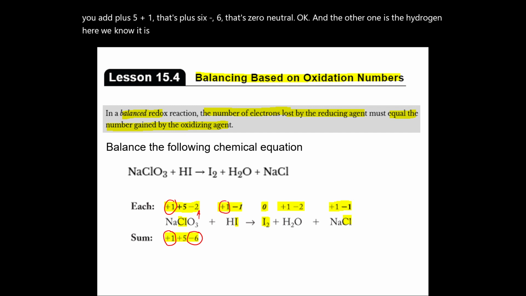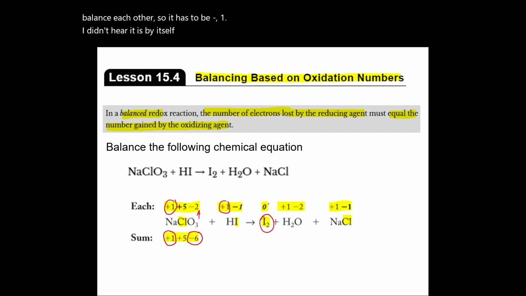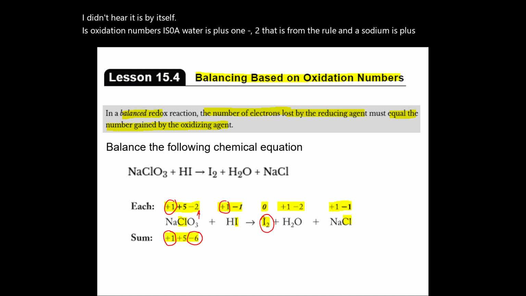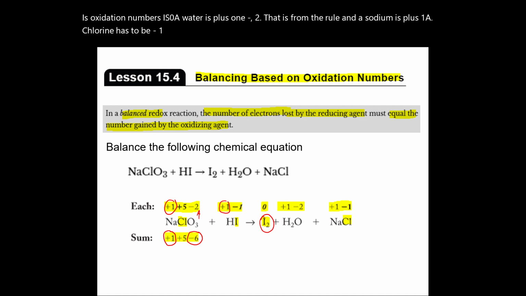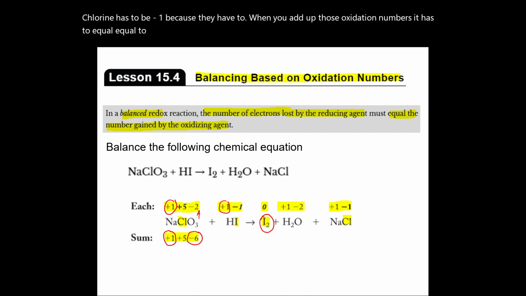Okay, and the other one is the hydrogen here. We know it is +1. And there is no rule about iodine, but because they have to balance each other, it has to be -1. Iodine here, it is by itself. Its oxidation number is 0. Water is +1, -2. That is from the rule. And sodium is +1. Chlorine has to be -1, because when you add up those oxidation numbers, it has to equal 0.